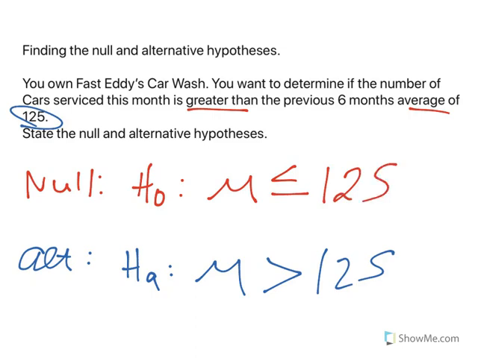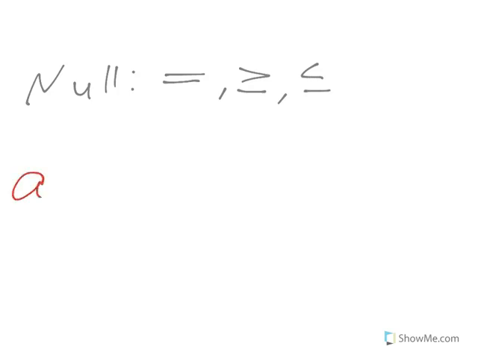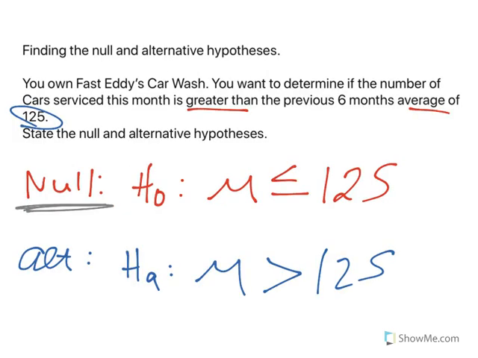Because remember, your null hypothesis will always have the equal sign. So the null is always going to have equal, greater than or equal, or less than or equal to. And your alternative hypothesis is always going to have not equal to, greater than, or less than. So it's kind of like the complement. It's the opposite of what goes with it.